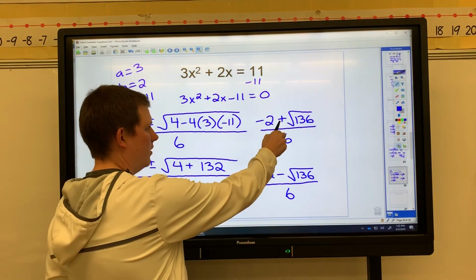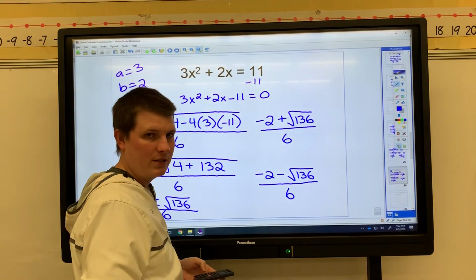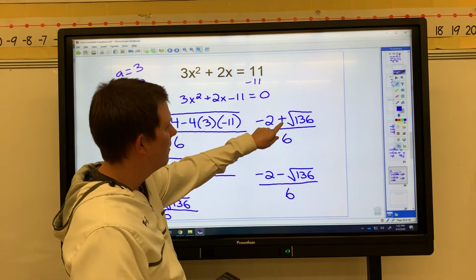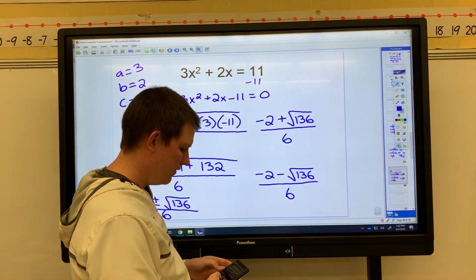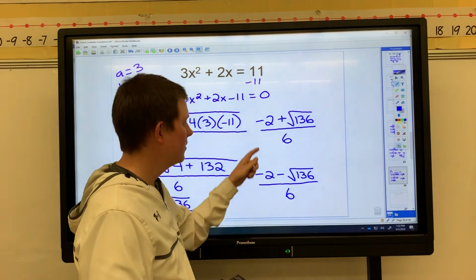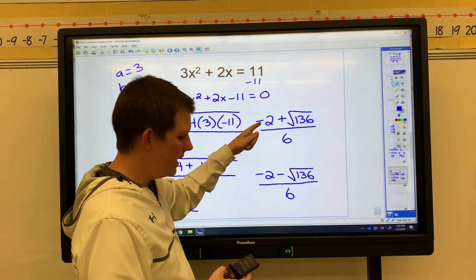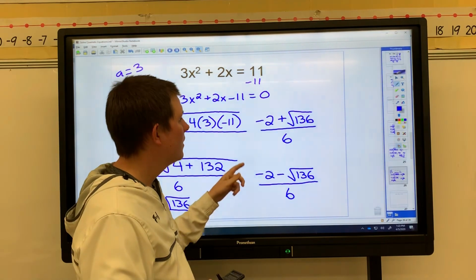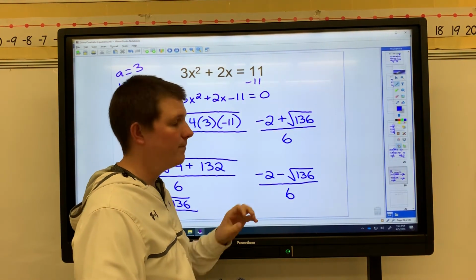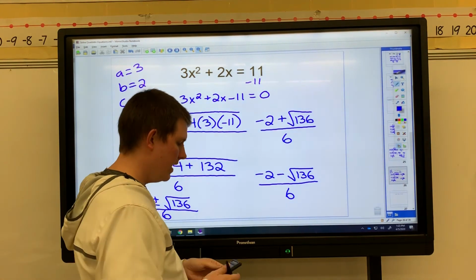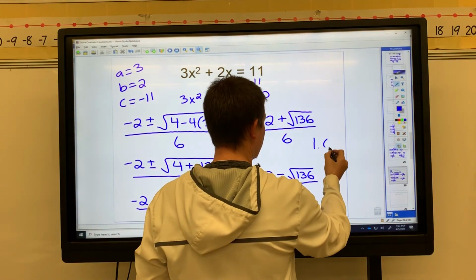Negative 2 plus the square root of 136, then divide by 6. So negative 2 plus square root of 136, then click equals. Okay, so I did this top part. That should give you 9.6619, and so on. Make sure you click the equals after that. Then you divide by 6, click equals again, and you should get 1.61.